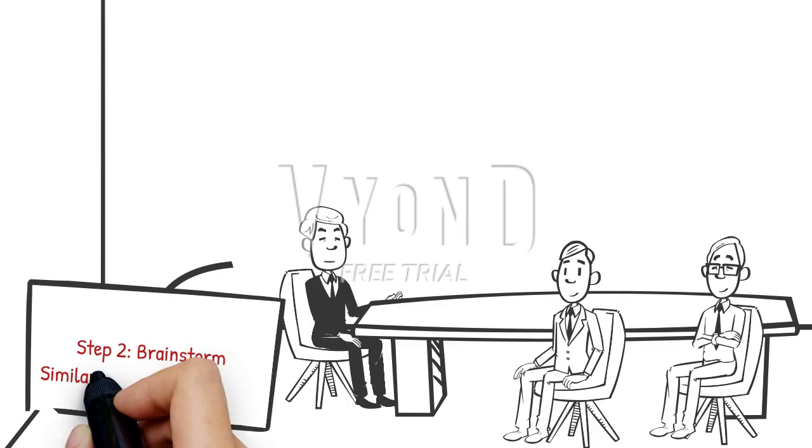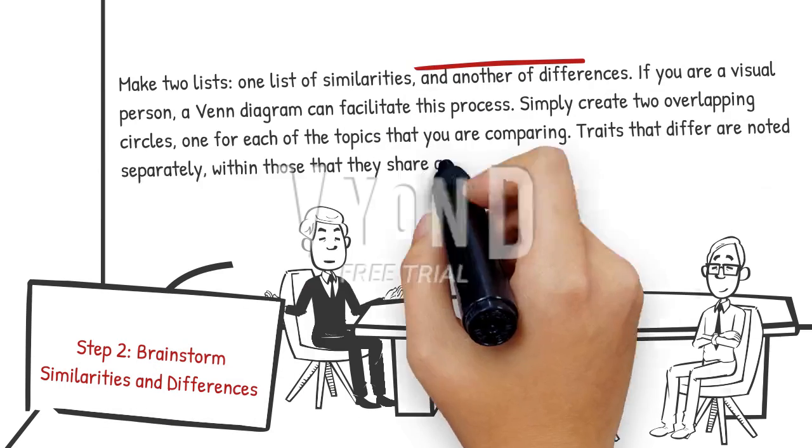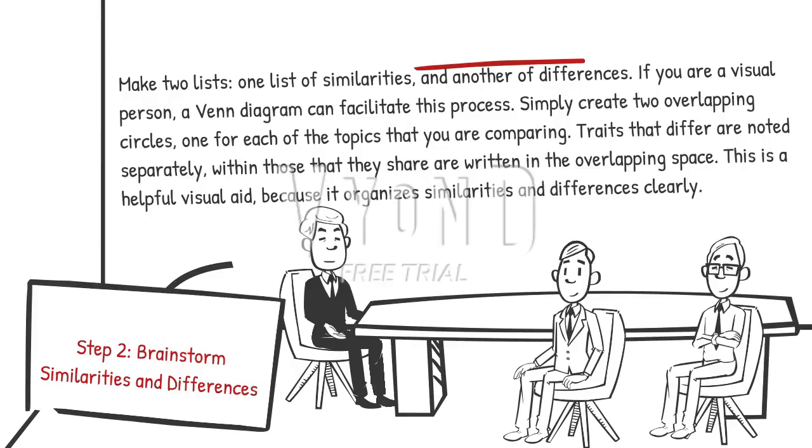Step 2. Brainstorm similarities and differences. Make two lists, one list for the similarities and another for differences. If you are a visual person, a Venn diagram can facilitate this process. Simply create two overlapping circles, one for each of the topics that you are comparing. This is a useful visual aid because it organizes similarities and differences clearly.